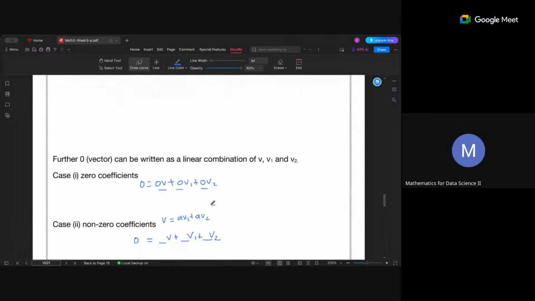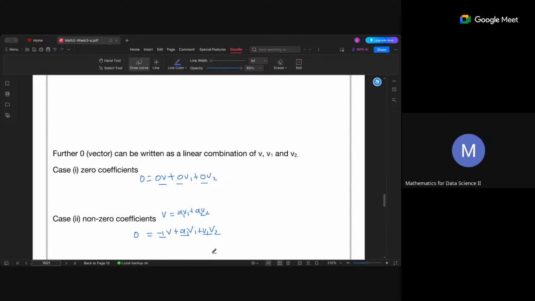Here you already have this equation. From here, how can you find the coefficients? Just a simple rearrangement of the equation. Ultimately it boils down to finding 0 as a linear combination of V1 and V2, because V itself can be expressed. This is given to you: V equals A1 V1 plus A2 V2. So you can write 0 as A1 V1 plus A2 V2 minus V. The coefficient of V is -1, and the others are A1 and A2. When you bring V to the other side, you automatically get 0.